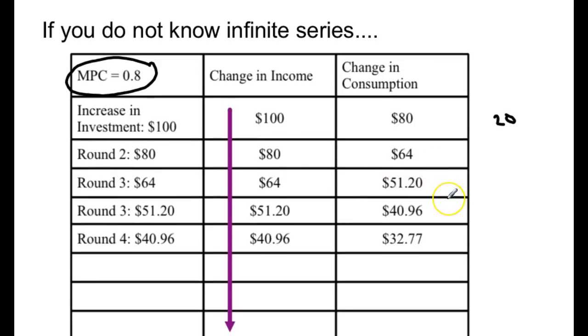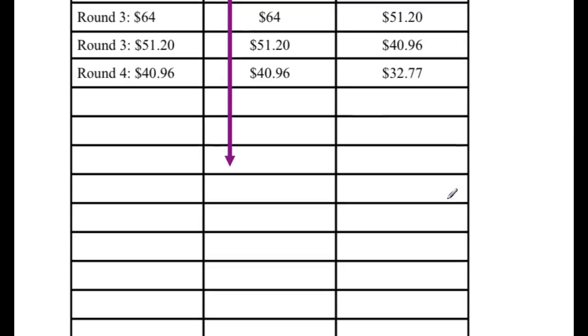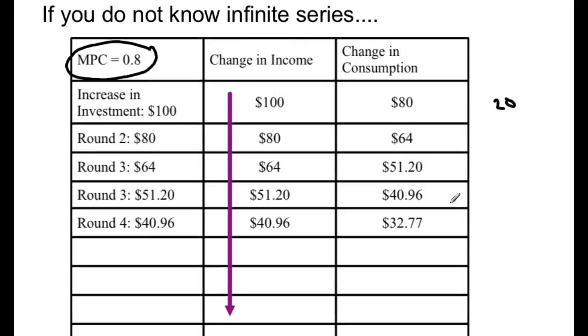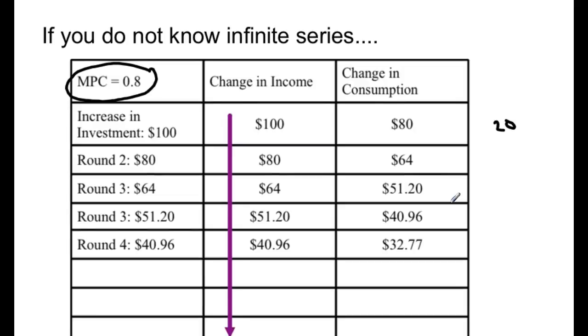Okay, I'm going to challenge you to fill out this chart and keep doing round after round after round where people are consuming 80% of the additional income they receive. And when you add all of this up, you're going to find out something very interesting. And that is that the initial change of 100 becomes 500. So by doing that, we can see, oh, the initial change in 100 becomes 500. And again, I challenge you, if you don't want to do the infinite series explanation, to work this through one time to see it happen.